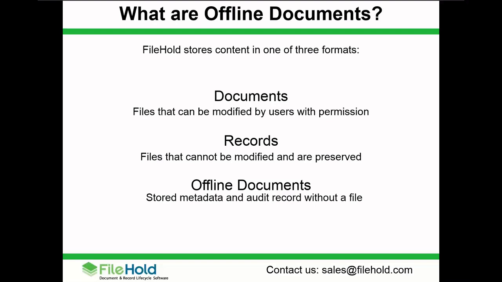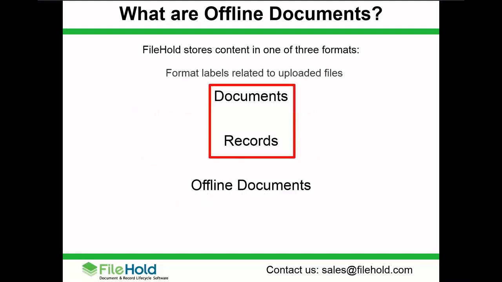And an offline document is anything where we're storing a metadata and an audit record, but there's no file attached to it. The document itself exists offline, hence the name offline documents. So an offline document is a really useful tool for bringing your content together without needing to upload a document into it. We're going to take a look at some use cases in a moment, but I just wanted to point out first that when we talk about documents and records, those are format labels related to uploaded files. So we're not uploading any content into offline documents.